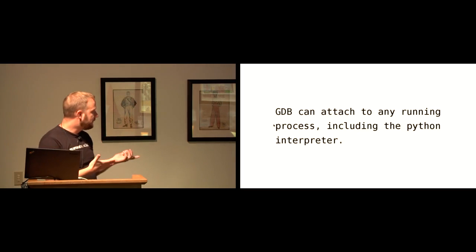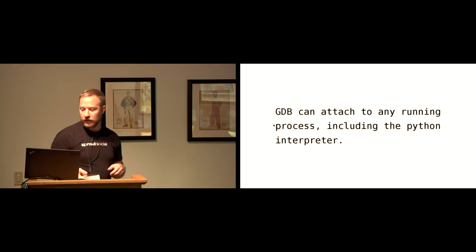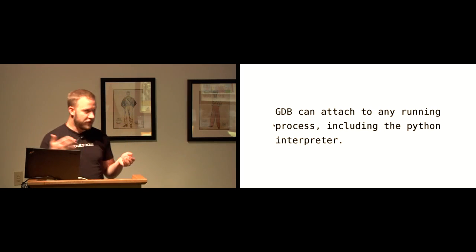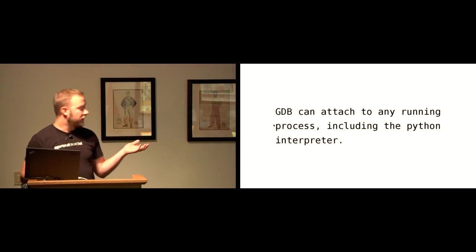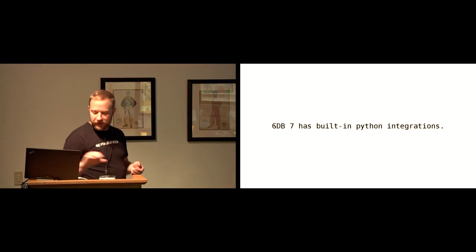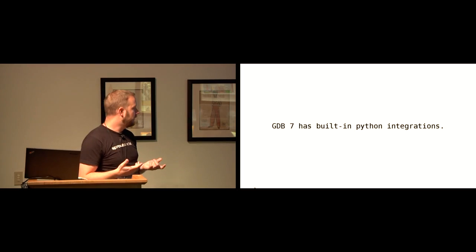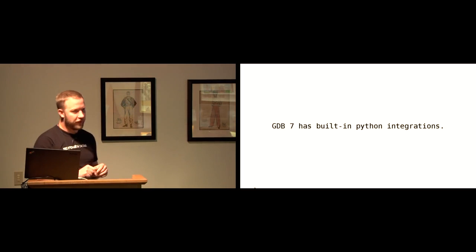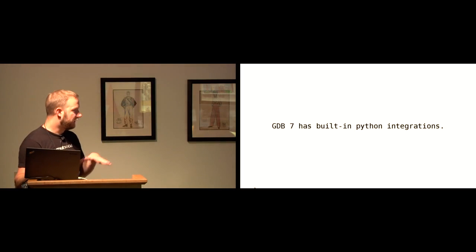What we want to do is attach to the process, see what's going on, and catch these things in the act. The beauty of GDB, of course, is that you can attach to any running process. It could even be a Java virtual machine. It could be a Go program. Or in our case, what we're looking at today is the Python interpreter. The beauty of GDB 7 is that it has built-in integrations that enable you to go directly into the Python code, not just at the C level where we're typically used to seeing in GDB 6 and before.